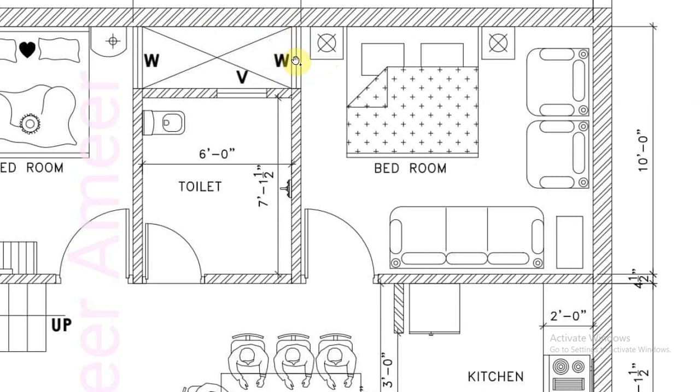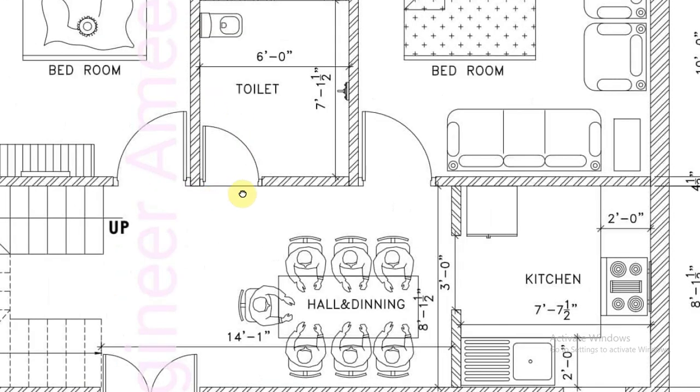So natural light will come inside our master bedroom also. And I designed one ventilation here. Ventilation size is 1 feet 6 inch by 1 feet 6 inch. Whatever smell is inside the toilet and bathroom will pass out with the help of this shaft.